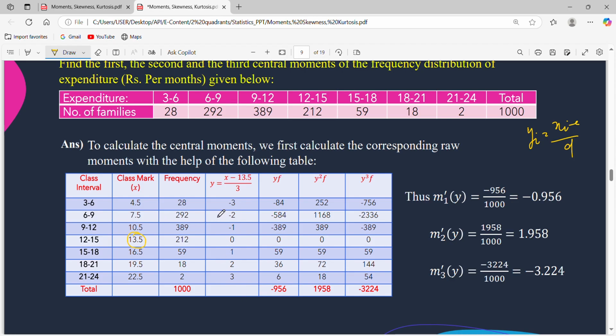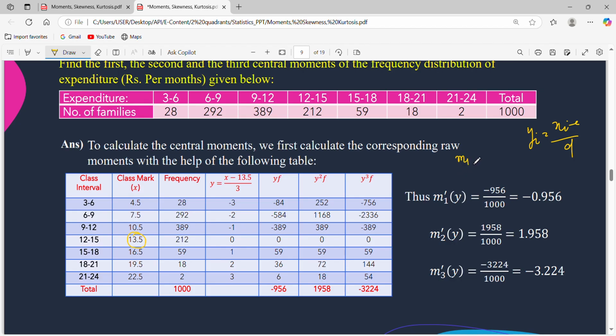Next column, what will be the next column? Again we go back to the change of scale property. The change of scale property says first we have to find with respect to x, then we are going to find with respect to y. For finding with respect to y, we have to find m1 dash y, m2 dash y, m3 dash y, because we are going to find with respect to y. So m1 dash y means what we need, just see.